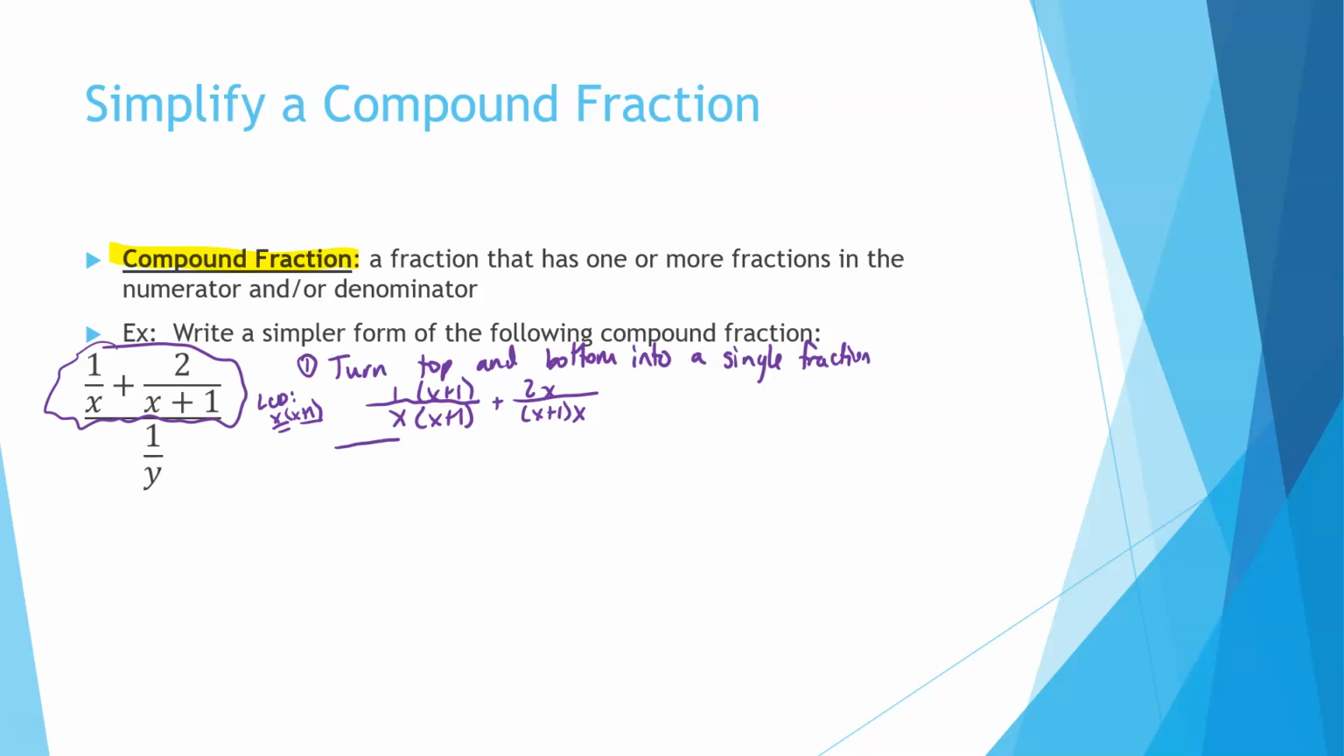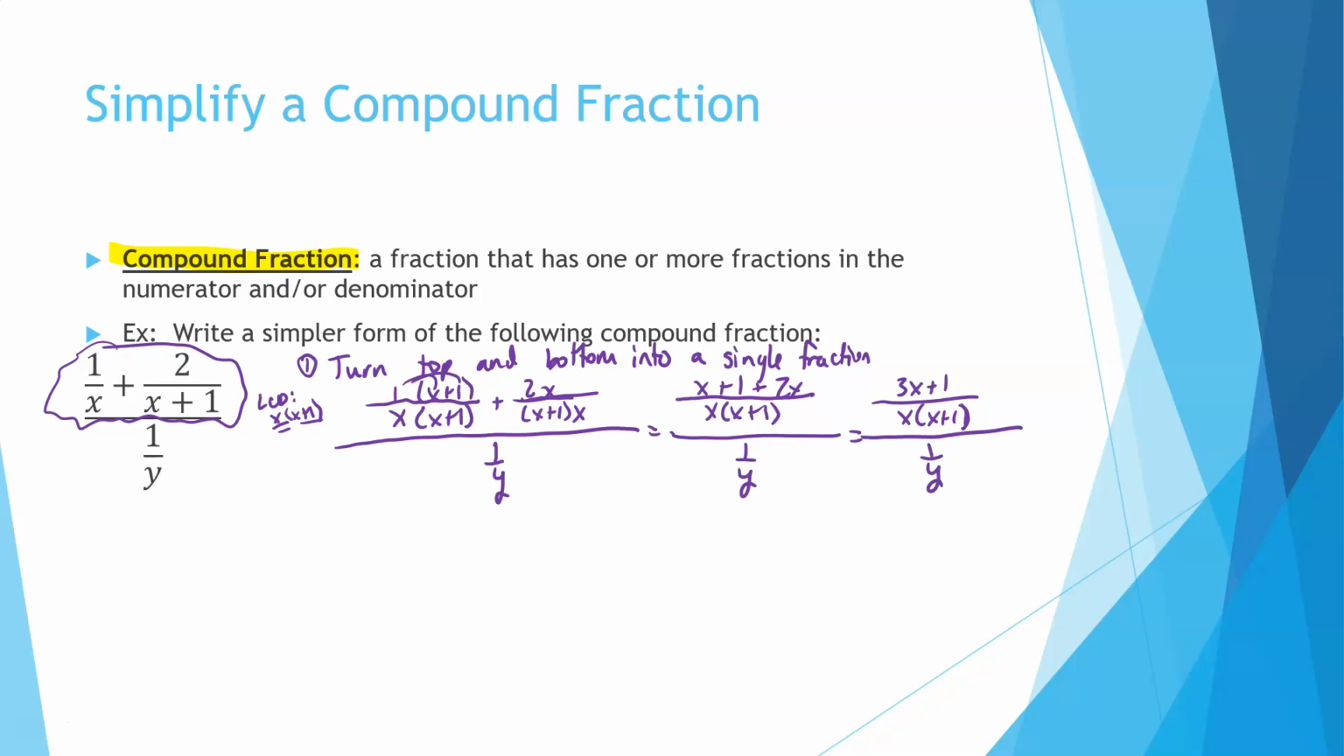So that is my top, or my numerator of this giant fraction. The 1 over y is already a single fraction, so I leave it. Now I keep simplifying. The top can be written as x times x plus 1 on the bottom. This is just x plus 1. Then I have to add the second numerator, which is plus 2x. It's still all over 1 over y. And last but not least, I'm going to combine like terms on top. So I get 3x plus 1 over x times x plus 1. But now that's all over 1 over y.